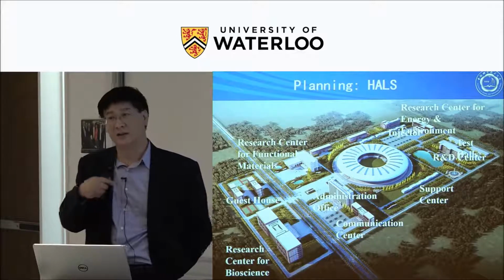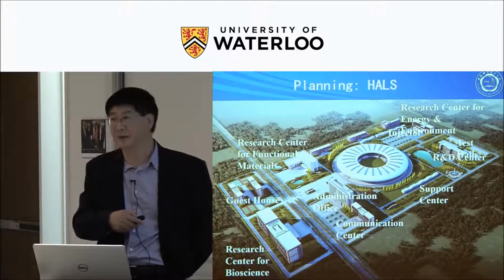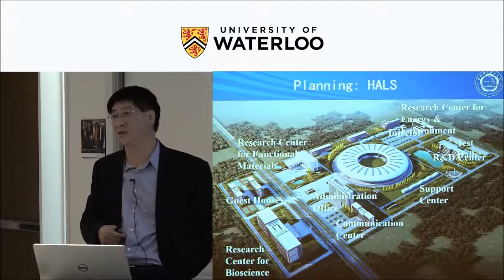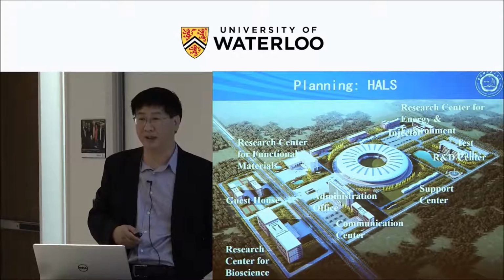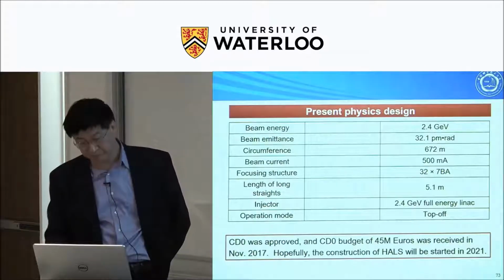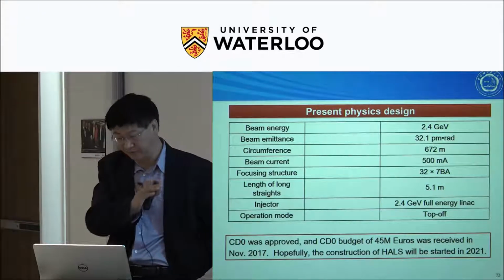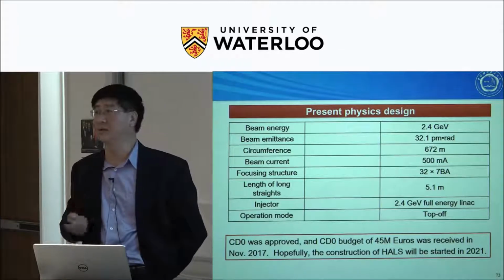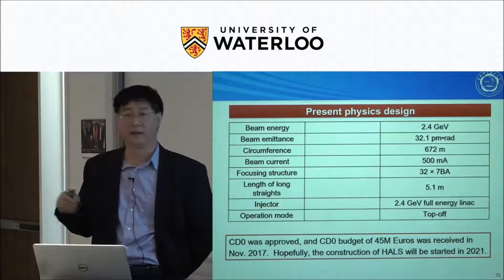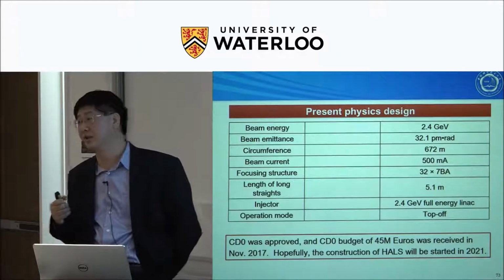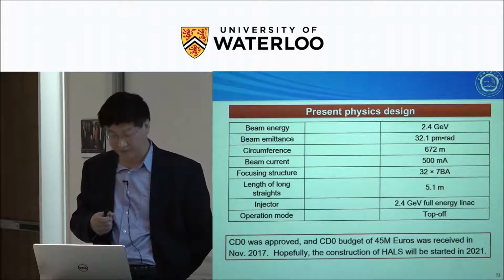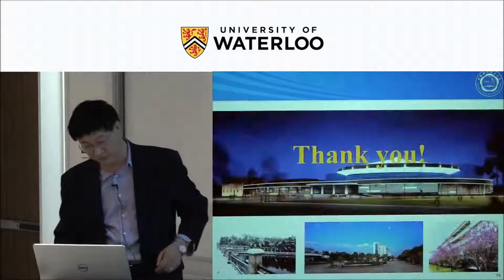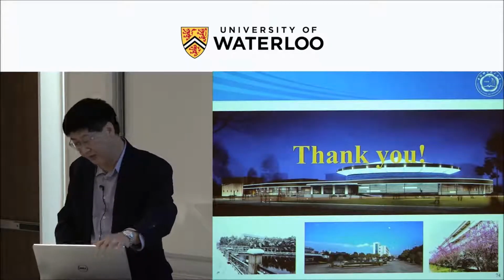Then the research plan for this one: we just got full funding from the central government, which is about $50 million US. So for the research plan, the timeline, this is the present physics design, the numbers, okay? We're going to start construction in 2022, two years later, then end construction in 2026. So in that time, we're going to have a new light source, okay? So yeah, it's right in time. So I finish my presentation here, and thank you very much.